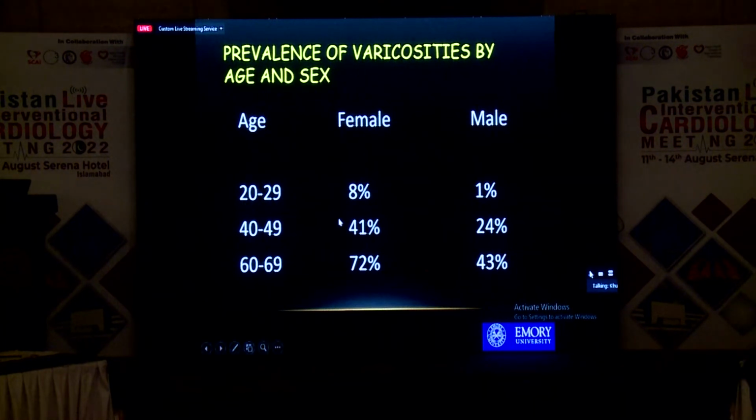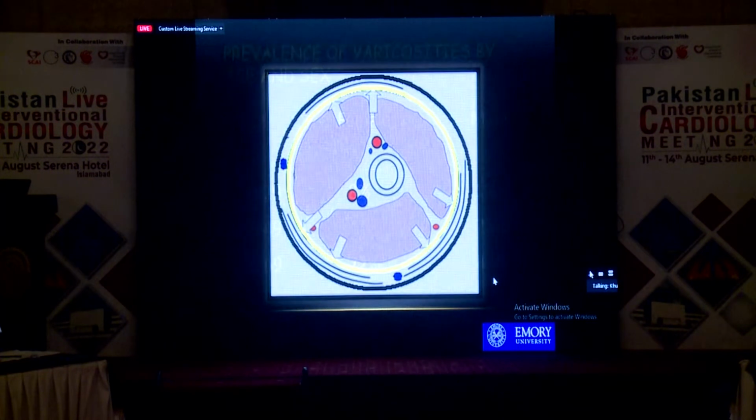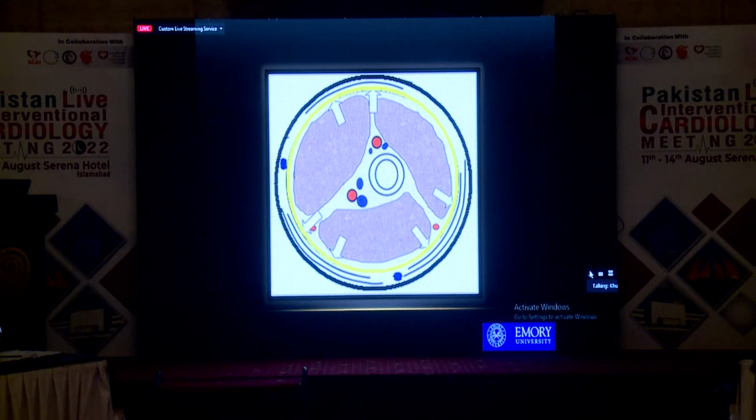As you see over here, as we get older, the disease becomes common. Above the age of 60, 2/3 of women will have it, and more than 40% of men will have this disease. Just to explain the anatomy, because when I became interested in venous disease, which was about 15 years back, I realized I had to understand the anatomy.